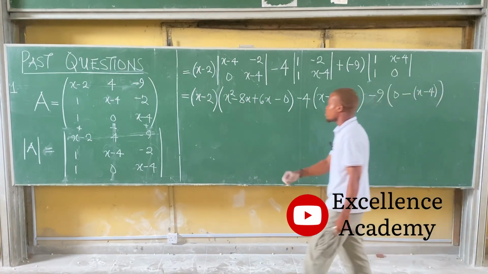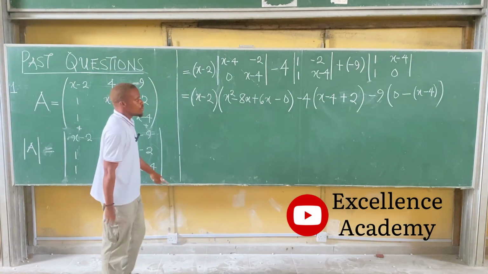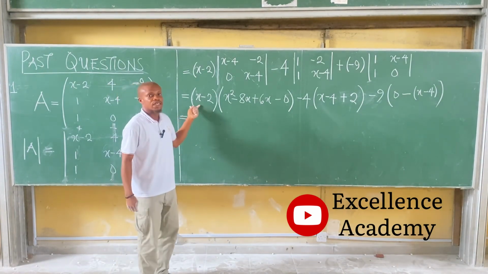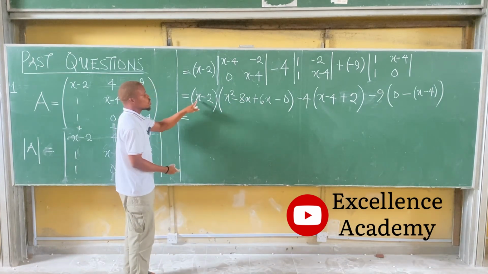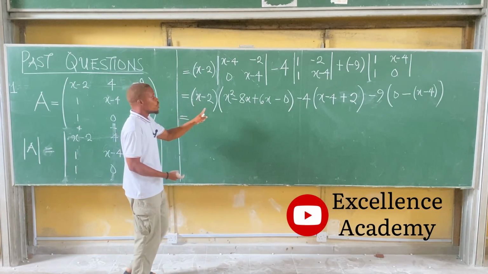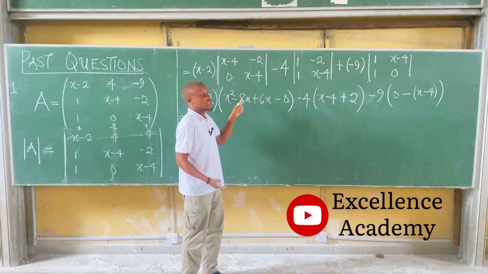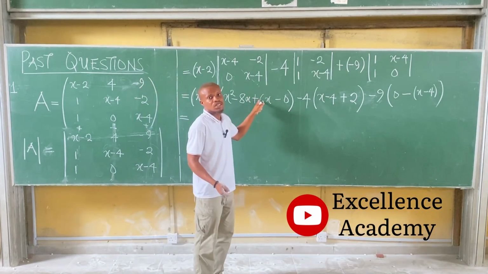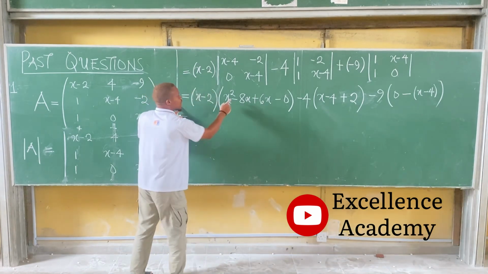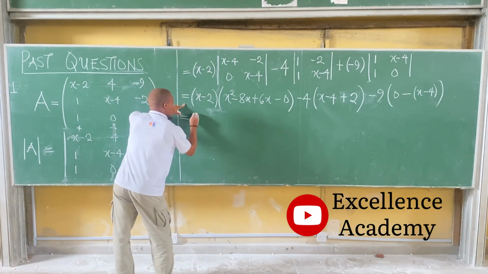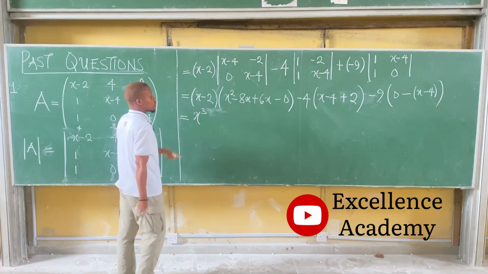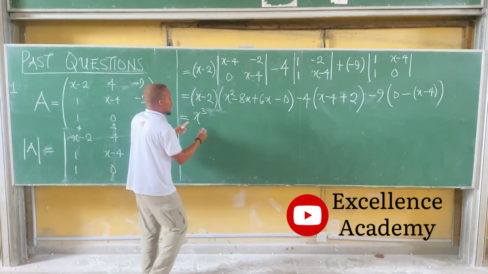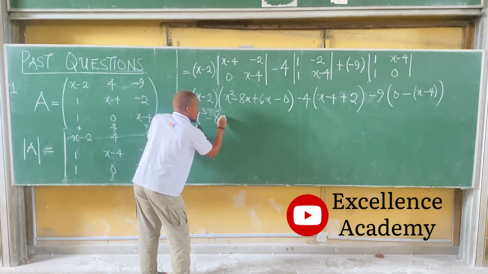Alright, let's continue. Next up, we simplify further. We multiply this by this. First thing first, I'll be using my x, my first term here, to multiply everything in this bracket. And next up, I use my minus 2 to multiply everything in this same bracket. So let's go. X times x squared gives me x cubed. X times minus 8x gives me minus 8x squared.